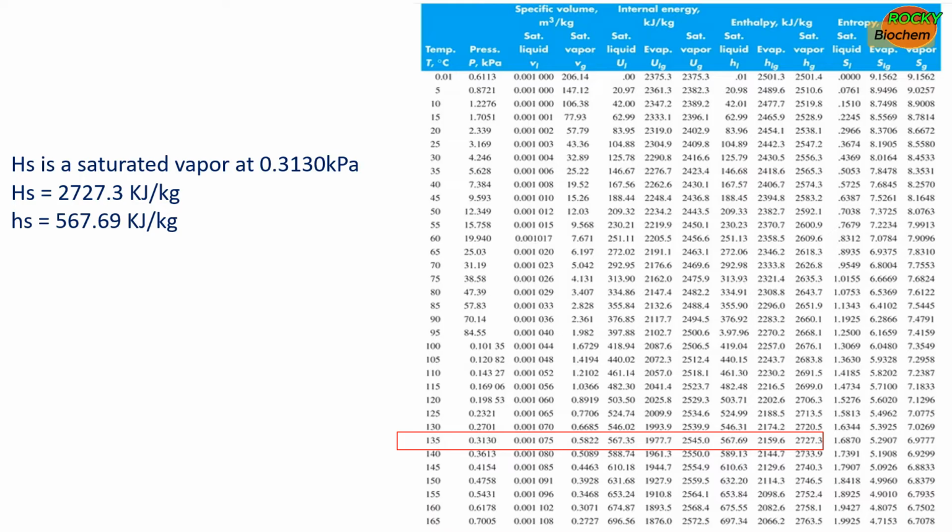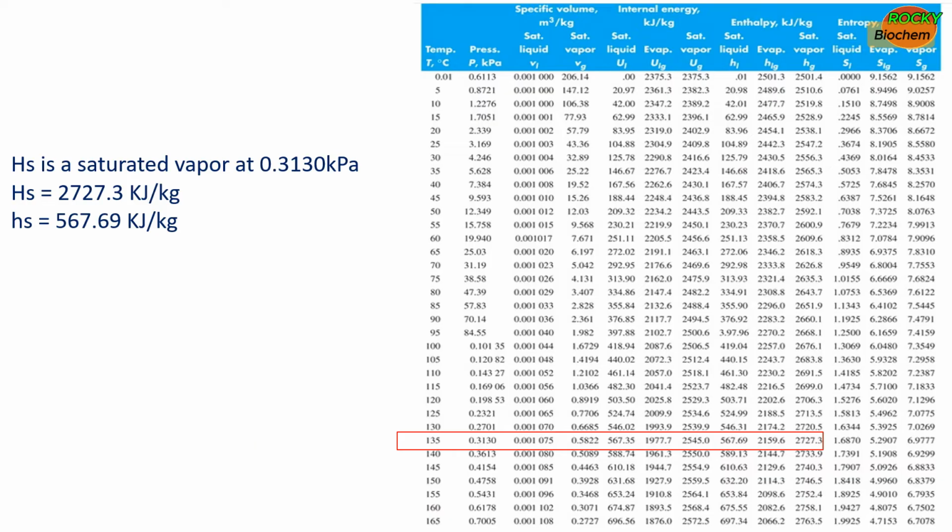Take note that it is not always that the question will give you the temperature of the incoming steam, but it would rather give you the vapor pressure of it. When you are given the vapor pressure, just use that value. You can get a column for your vapor pressure from the steam table. So the 0.3130 corresponds to 135 degrees Celsius. You just use it to work out the various values for the enthalpies of the saturated vapor and that of the saturated liquid.